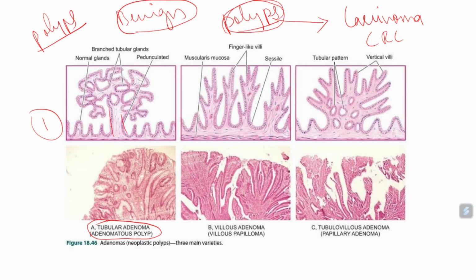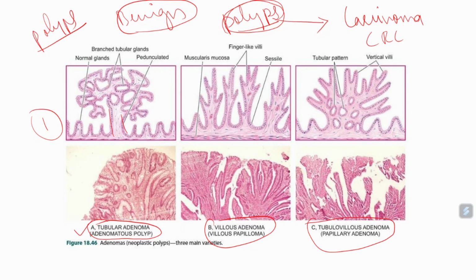Always remember. So in polyps we have three major types based on their morphology. The first one is tubular adenoma. The second one is villous type. And the third one is tubulovillous. Both features can be seen in the third one: tubular as well as villous.